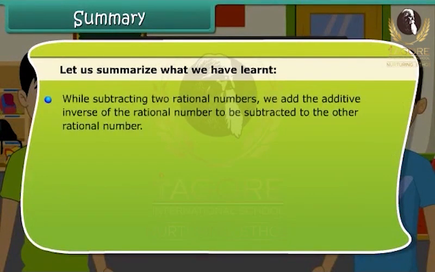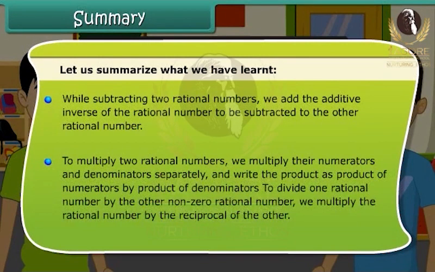While subtracting two rational numbers, we add the additive inverse of the rational number to be subtracted to the other rational number. To multiply two rational numbers, we multiply their numerators and denominators separately and write the product as product of numerators by product of denominators. To divide one rational number by another non-zero rational number, we multiply the rational number by the reciprocal of the other.